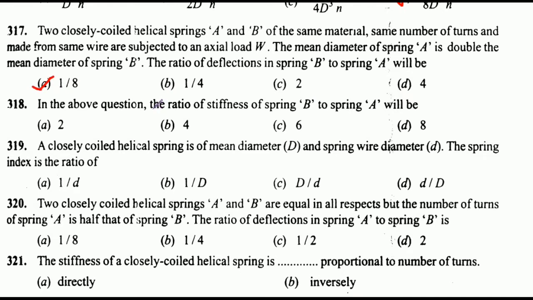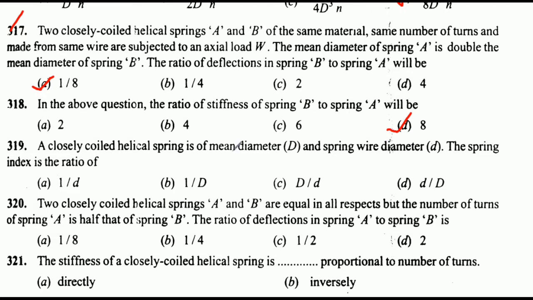Next, in the above question, the ratio of stiffness of spring B to spring A will be. Here friends, these are the options, and the correct answer is option D, that is 8. The ratio of stiffness of spring B to spring A will be 8.